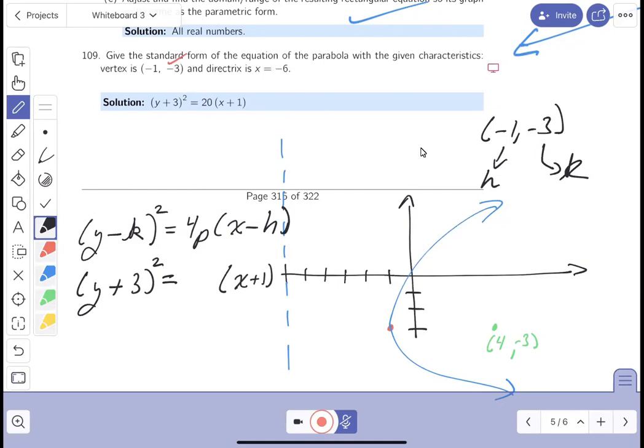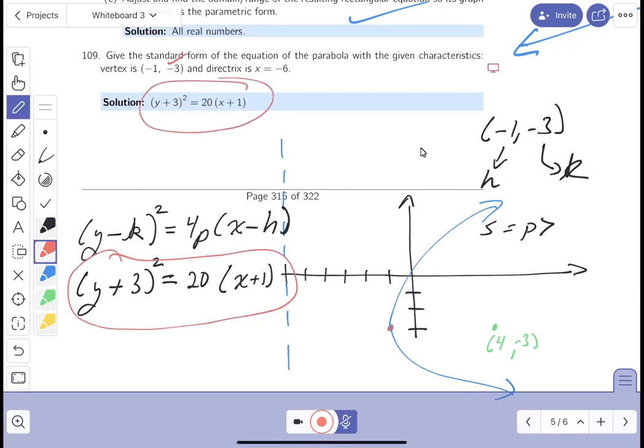All right, what's the p then? It's positive. And the p is equal to, well, it's a distance, right? The p is equal to 5. So what's 4 times 5? 20. All right, we're doing all right.